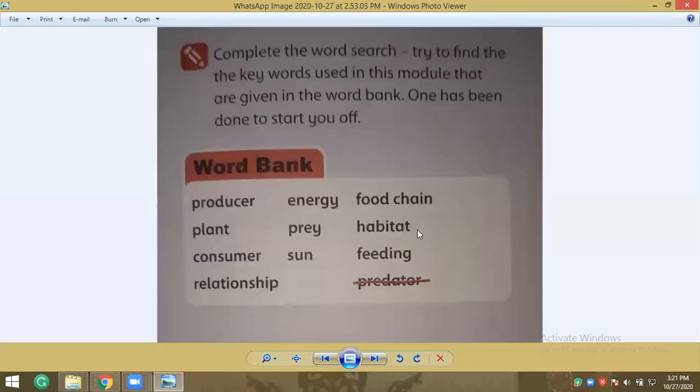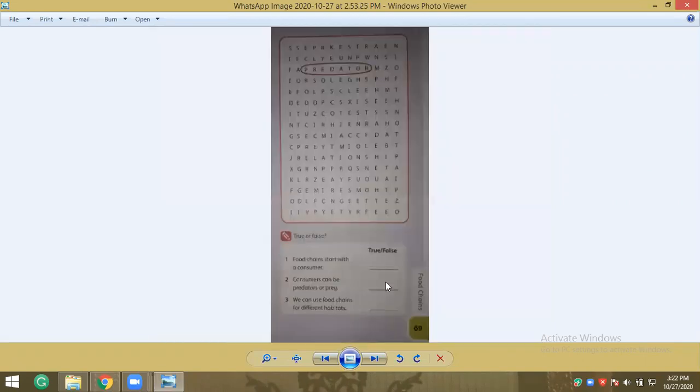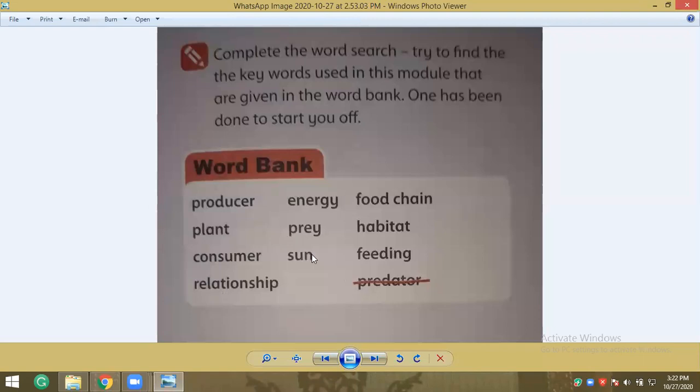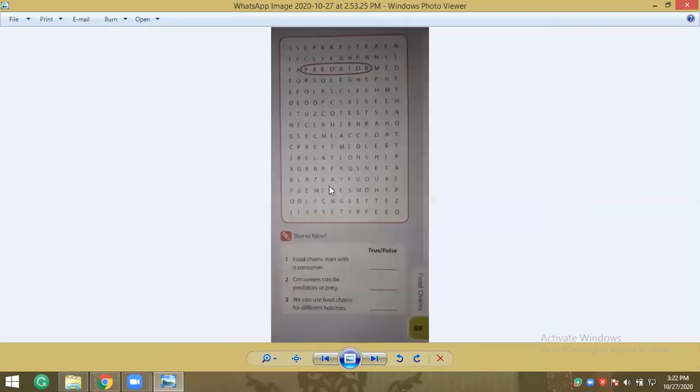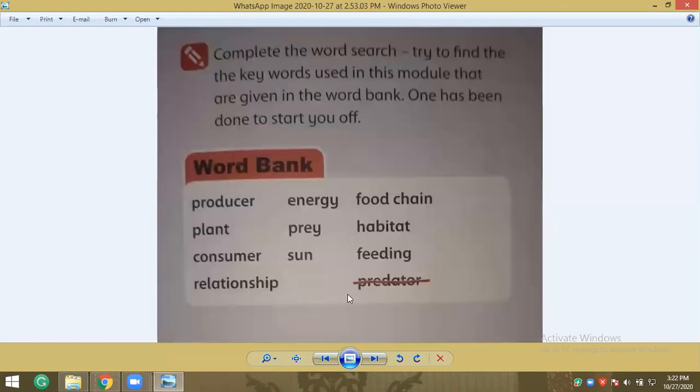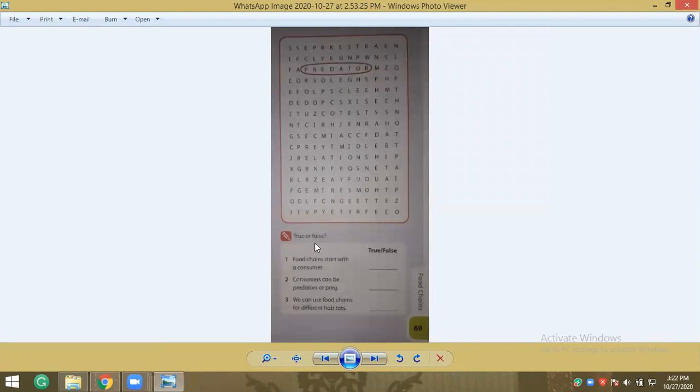So now here you have some words in the word bank: producer, energy, food chain, plant, prey, habitat, consumer, sun, feeding, relationship and predator. These are here in this box. This is your homework, you will find these words in this box. Make the words like predator, you can see here, this is done for you. Okay, then you have true false.